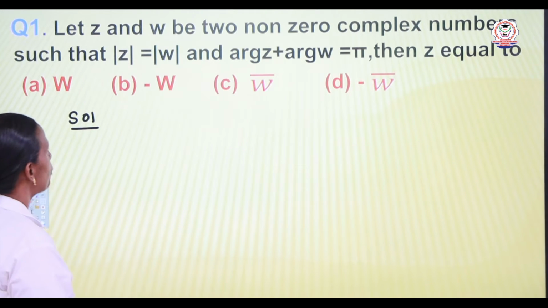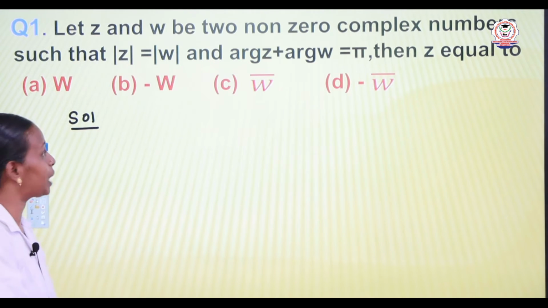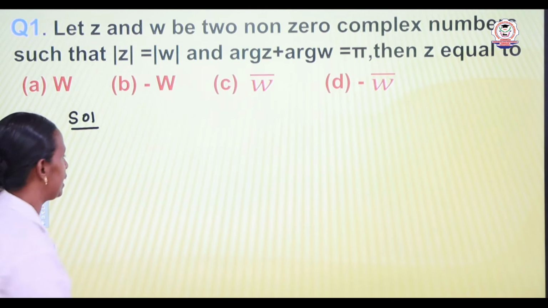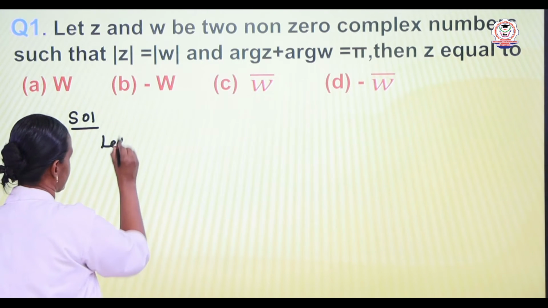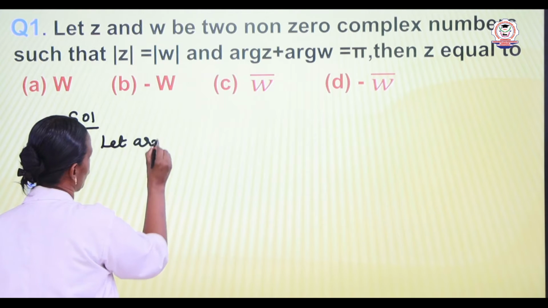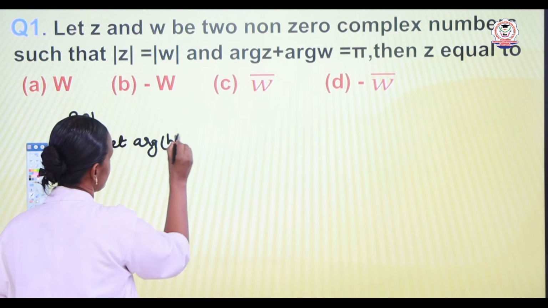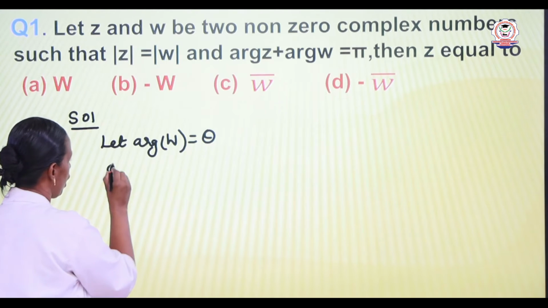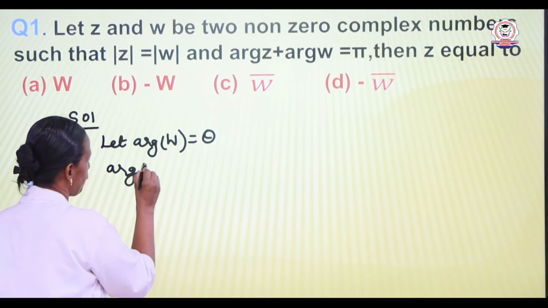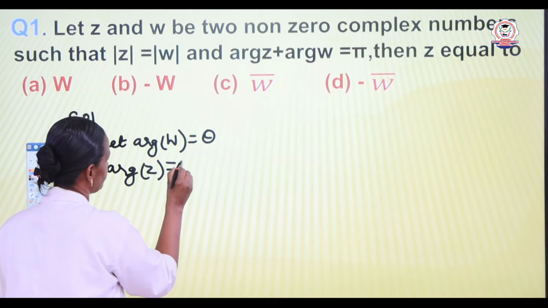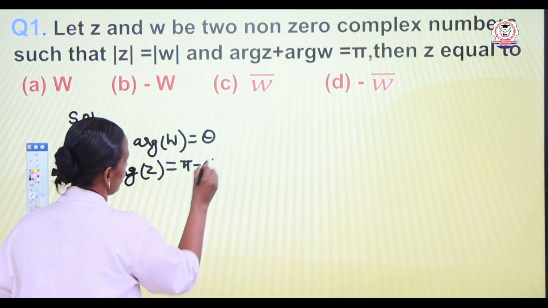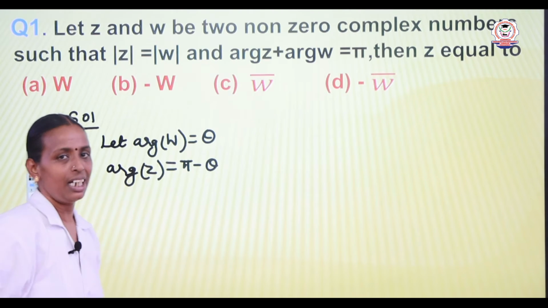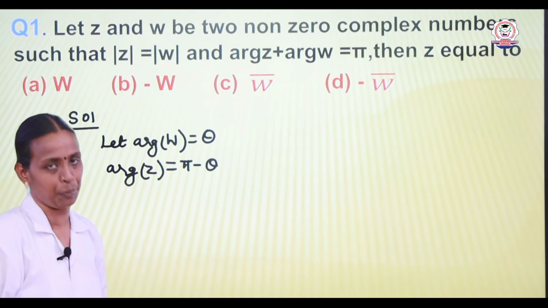Solution. What is given? Modulus of Z and modulus of W are equal. Argument of Z plus argument of W equal to pi. Let argument of W be theta. Then from the given value, argument of Z is nothing but pi minus theta. Next, we know very well how to write the complex number in polar form.